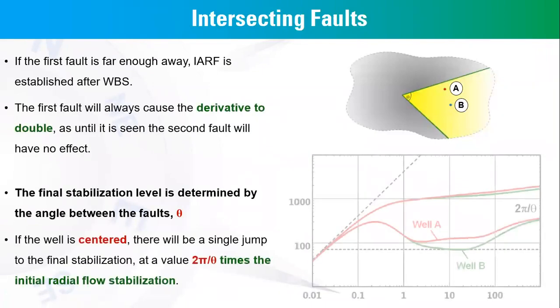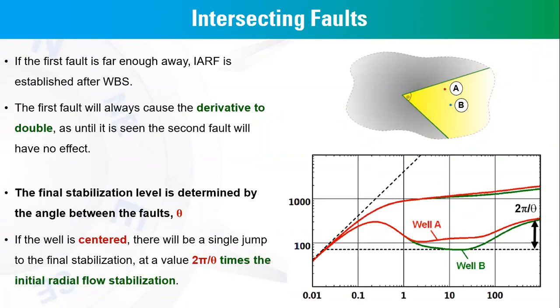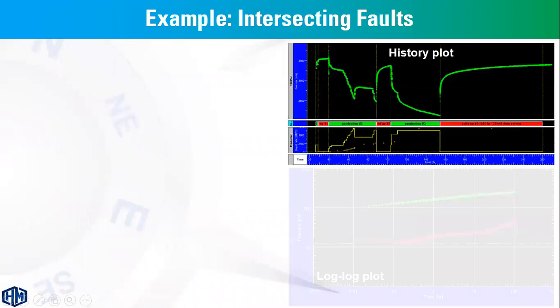For two intersecting faults, it's very similar to a single fault. We have two intersecting faults, and we have angle theta between them. At first we have this level stabilization due to radial flow and deviation in the derivative at this point. As expected, once the pressure transient detects the first fault, we will have a deviation in the pressure derivative, and after the second fault is detected, we will have additional deviation in the pressure derivative at this point. And as you can see, the final stabilization level in this model will be dependent on the angle theta between the two faults.